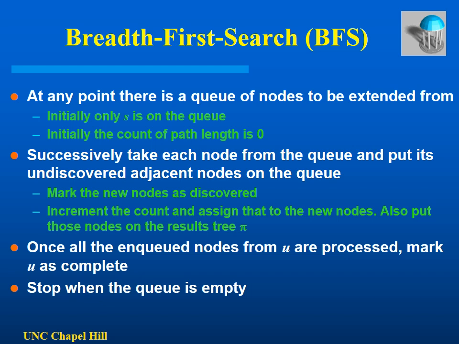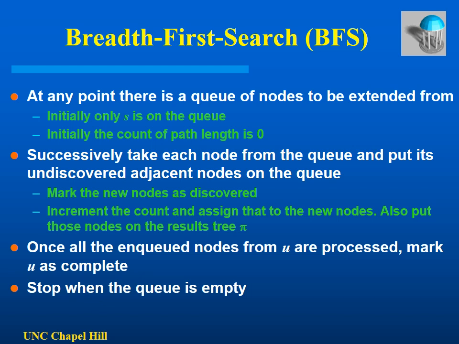In this algorithm, we keep a queue of nodes to be extended from, and initially we put S on the queue, and that's the only element on the queue. As we examine other nodes, they will be put onto the queue, that is to say, at the end of the queue. We'll also be keeping track of path length, and the path length for the node S will be recorded as 0.